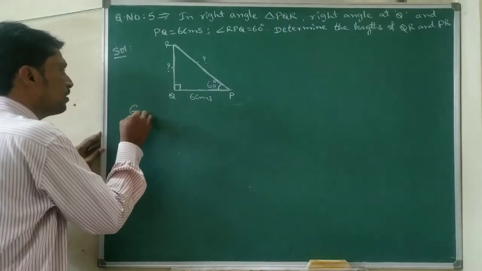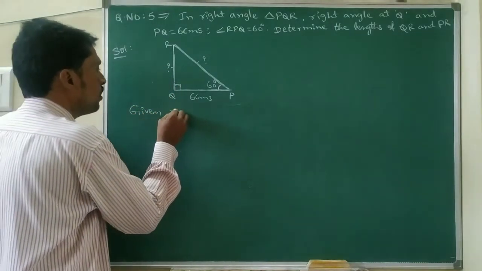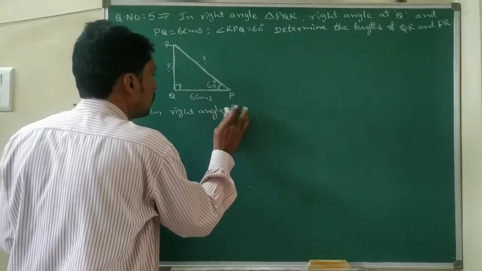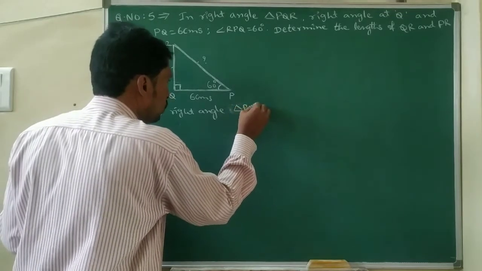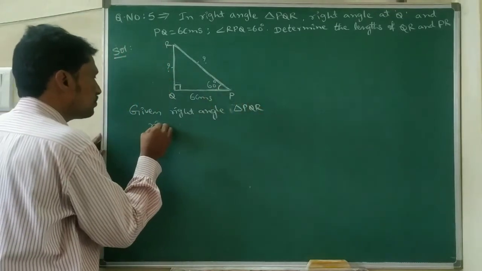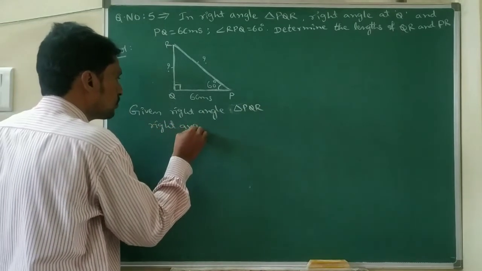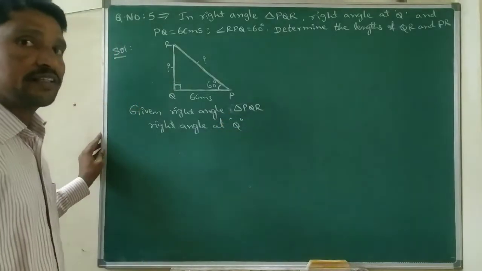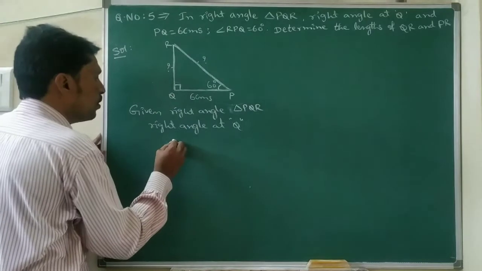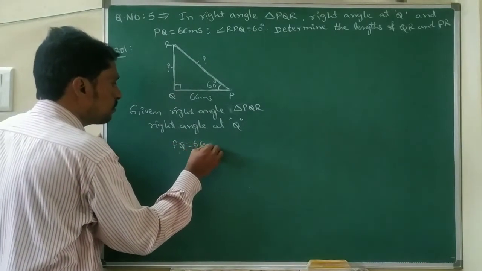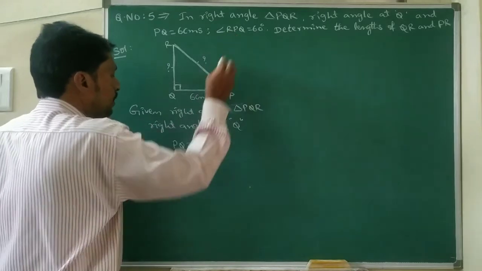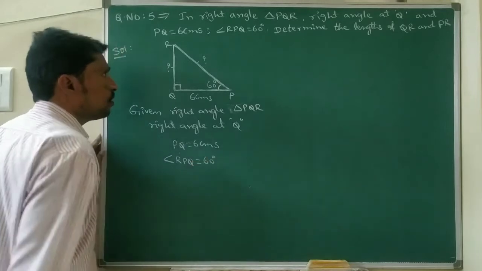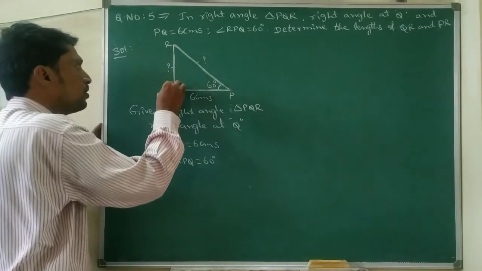So what is given, that you can see. Given right angle triangle PQR, right angle at Q. Also given PQ equals 6 centimeters and angle RPQ equals 60 degrees. So we need to find the remaining two sides.